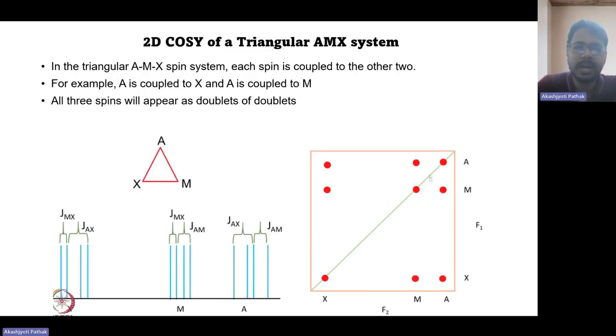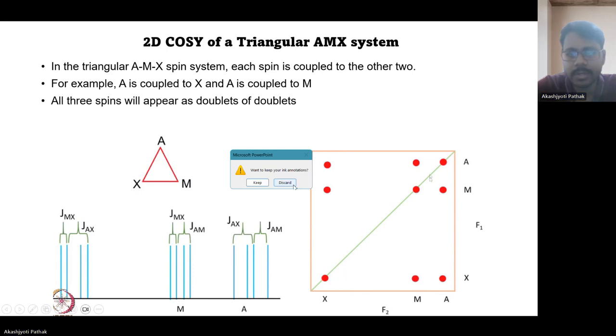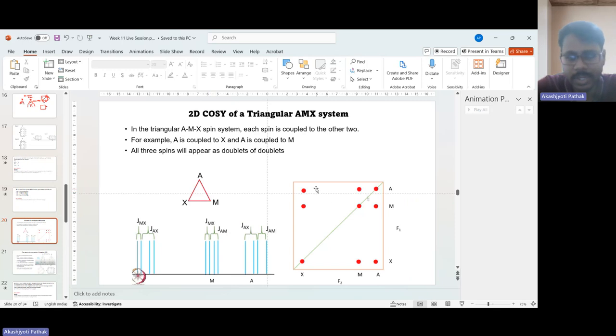Now try to understand this triangular AMX system. Okay, so what will you have for this triangular AMX system? Before explaining it, I will first draw this. So this is what I was showing you. You see here, by mistake I have added this. This is actually the 2D pulse sequence of the triangular AMX spin system. By mistake I've added this spectra in the linear AMX system. I will correct this one.